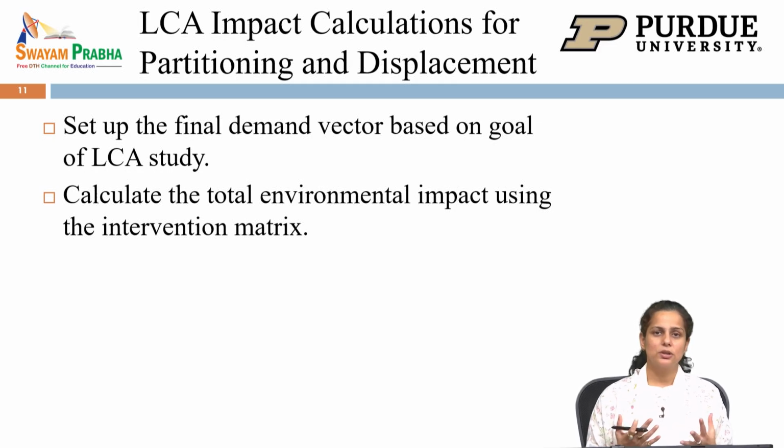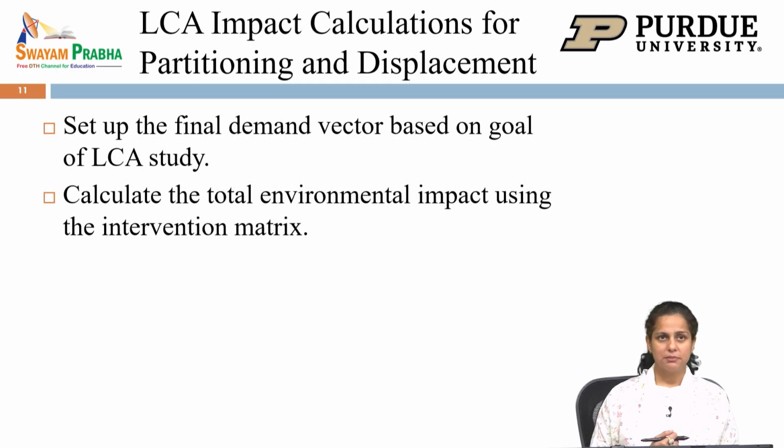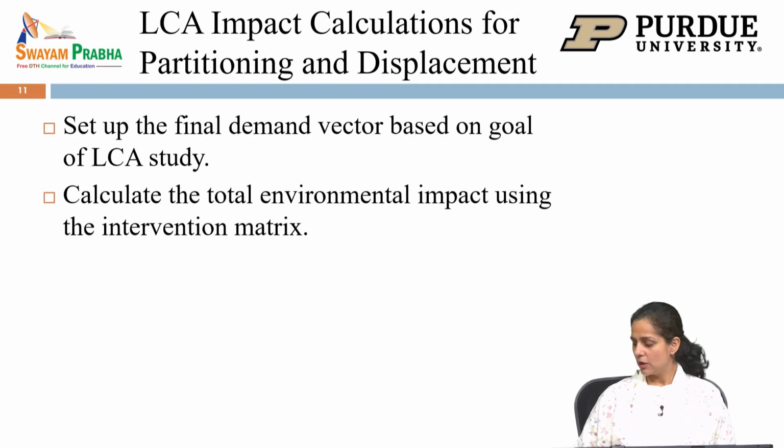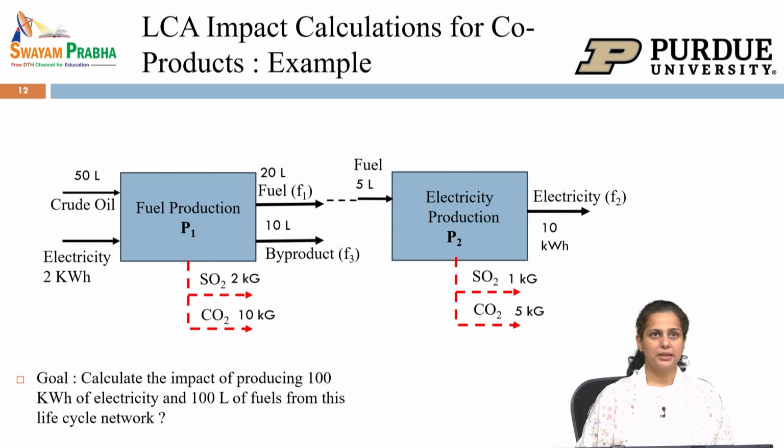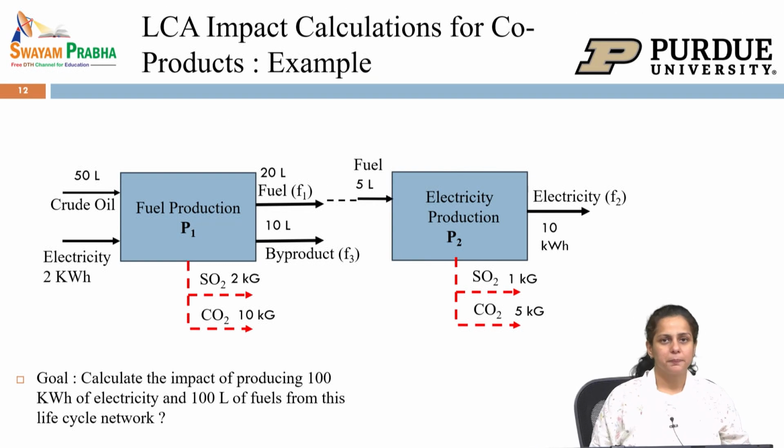So, it might sound confusing, but when you do the math, it comes out very straightforward. Once you have set up those two new additional matrices, the idea is that we set up the final demand vector based on the goal of LCA study, and then we calculate the total environmental impact using the intervention matrix as we have seen in the simple case of process network algebra. So, now we will look into some examples for it. Let us look at a simple example.